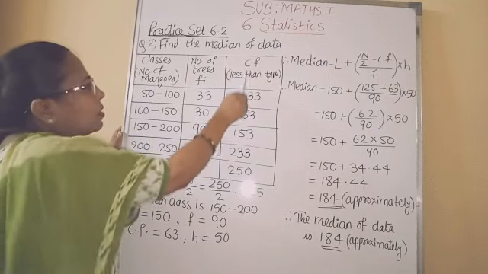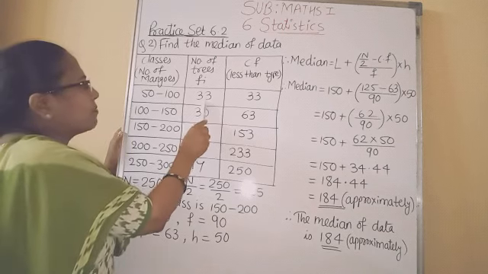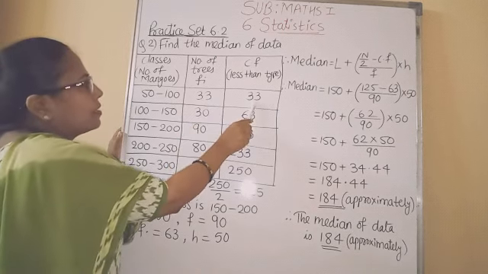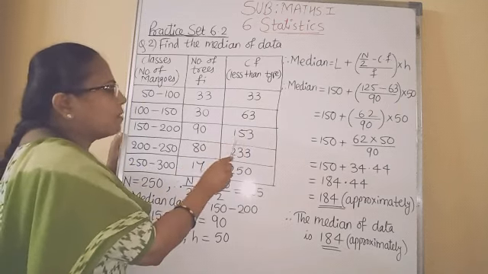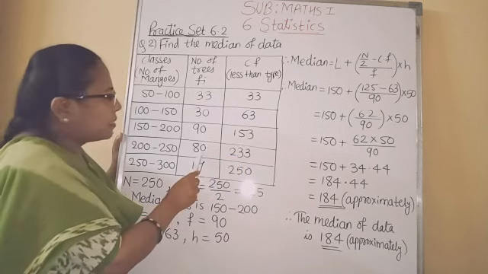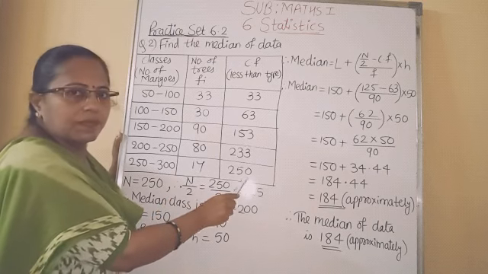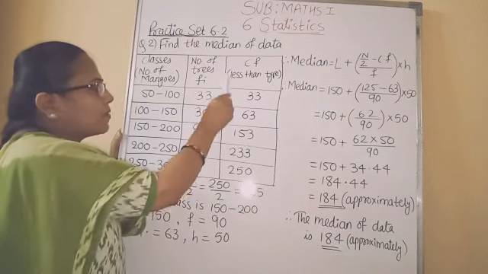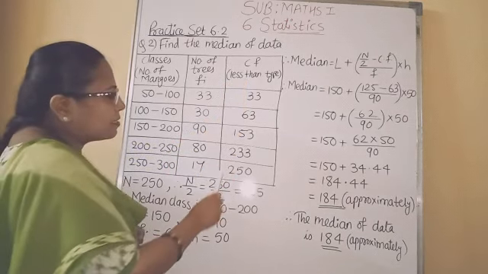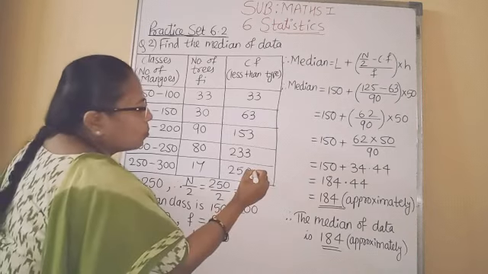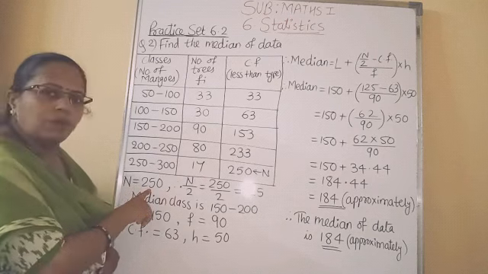Now we will prepare the third column, CF, cumulative frequency less than type. So the lower class frequency we carry as it is. Then 33 plus 30, 63. 63 plus 90, 153. 153 plus 80, 233. And 233 plus 17, 250. Now I hope everyone understood how to prepare CF less than type. This last number is the total number of frequency, which is n. So n is equal to 250.